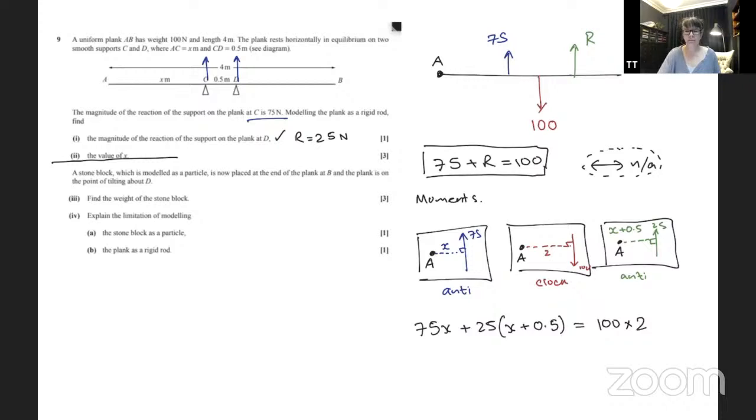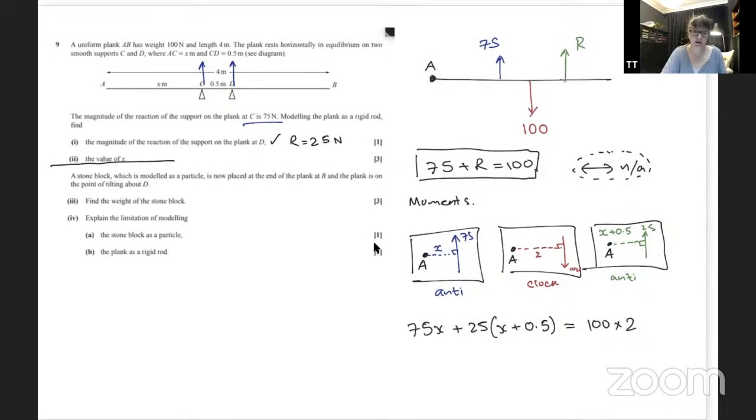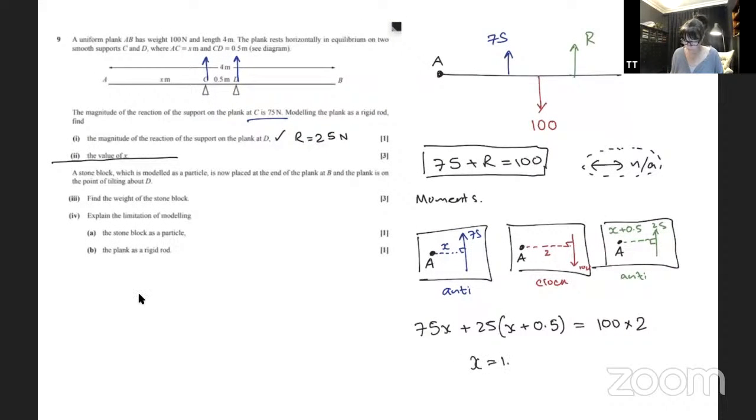Solve for x. You do it, tell me what you get. Solve for x. Agreed, 1.875. And that is the value of x. It's not the distance, so I don't need meters on the end. I don't think you lose a mark for putting meters on the end, but the value of x itself is 1.875.